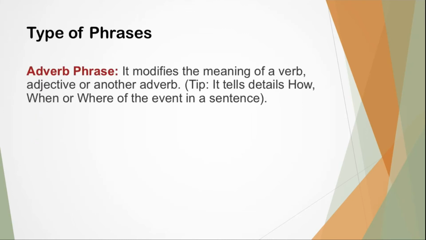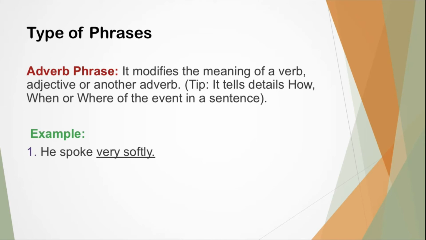So the next type of phrase is adverb phrase, also known as adverbial phrase. It modifies the meaning of a verb, adjective or another adverb. Needless to say that an adverb phrase begins with an adverb in the sentence. A small tip, adverb phrase actually tells us the detail like how, when or where of the event in a sentence. For example, he spoke very softly.